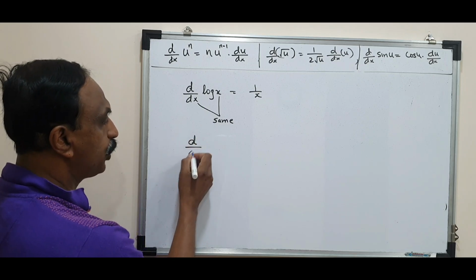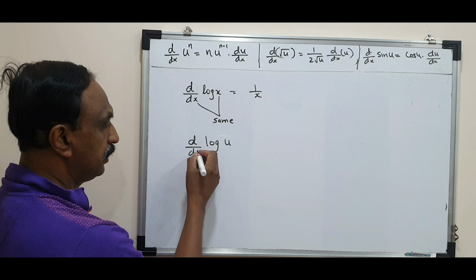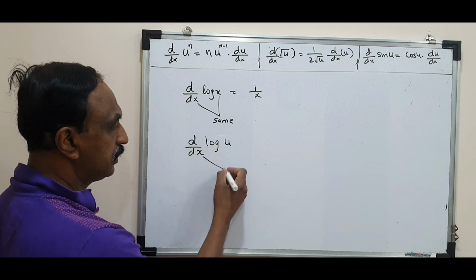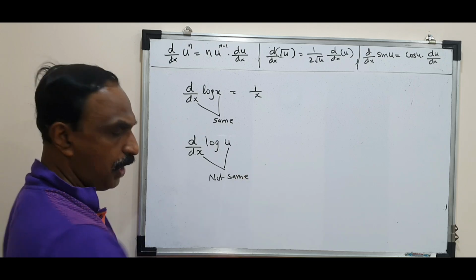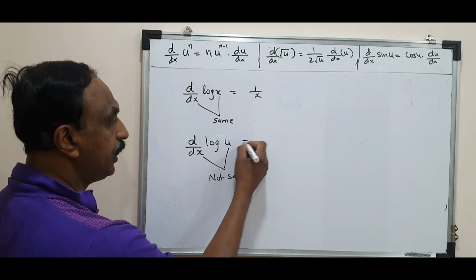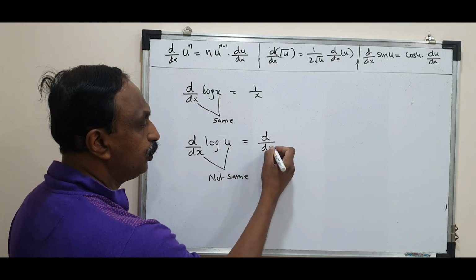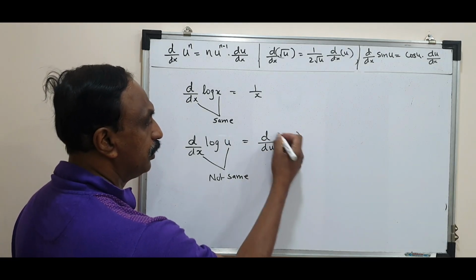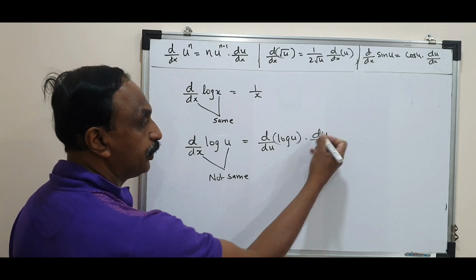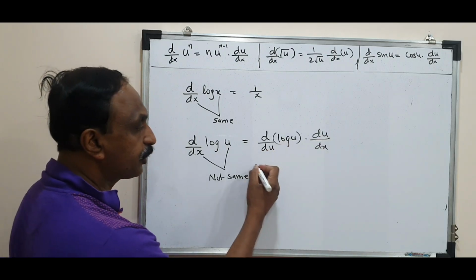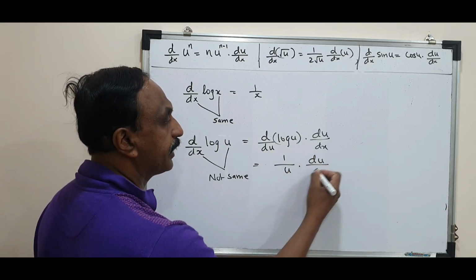What will be the derivative of log u? The variable of differentiation is x, which means they are different, not the same. How will I find the derivative? As usual, divide and multiply with du: d by du of log u into du by dx. Now the derivative of log u is 1 by u into du by dx.